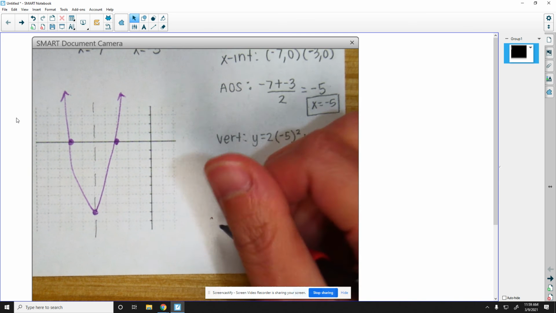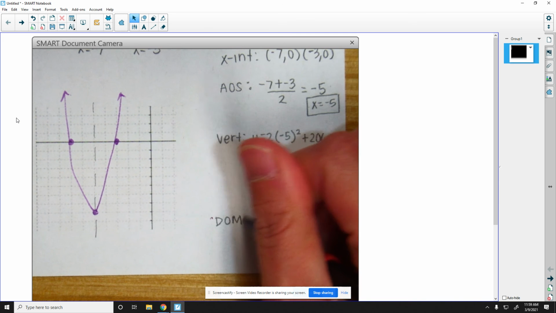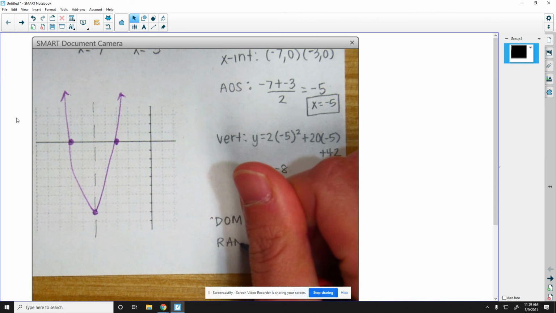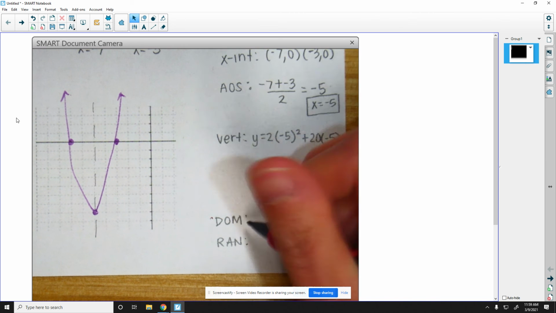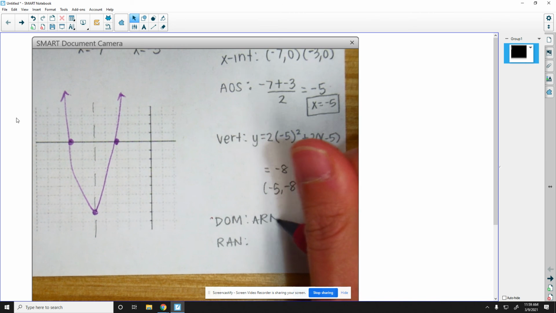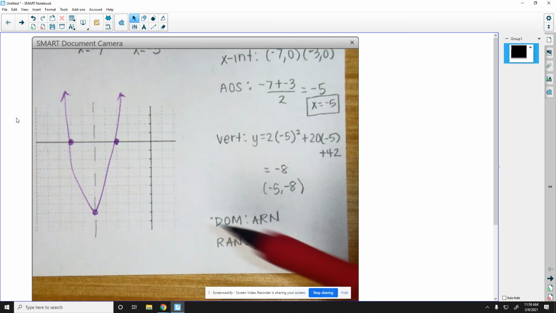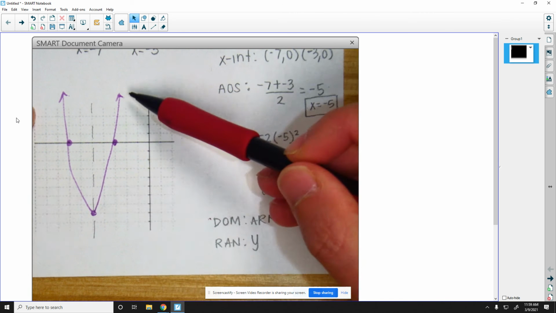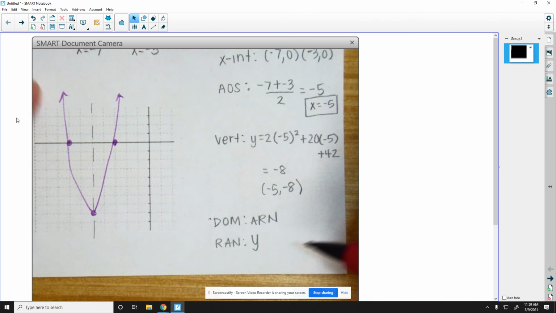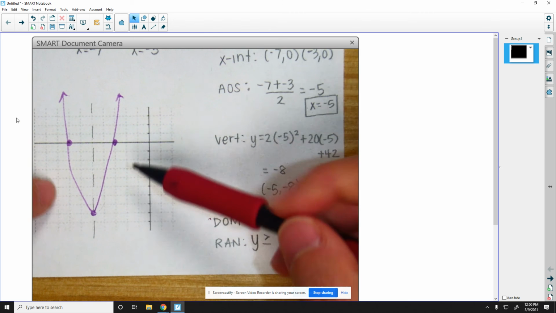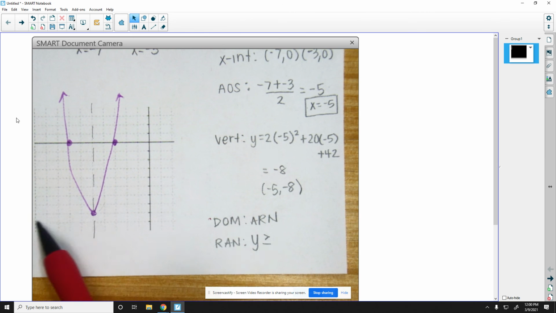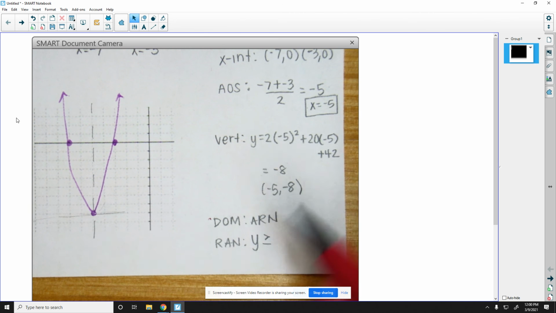Now let's find domain and range. Okay, domain, what is it? All real numbers. Range, okay, so range is y. Look at the way it's pointing. It's pointing up. Is that greater than or less than? So it's greater than or equal to. How much greater than? How low did it go? Negative 8. So that's how I can just do it in my head.